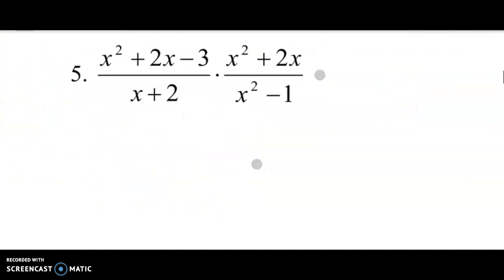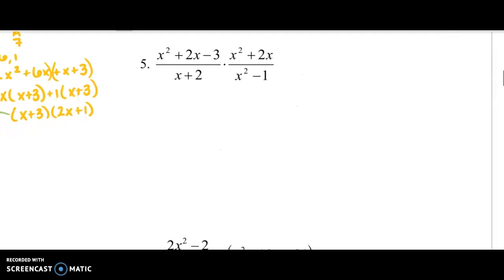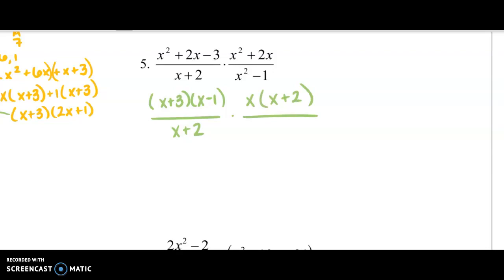All right, number 5. Again, first thing you want to do, factor everything individually. So the top one is going to be x plus 3 times x minus 1. X plus 2 just stays. I can take an x out top over here, and it's x plus 2. And then that's a difference of squares problem, so x plus 1 times x minus 1.